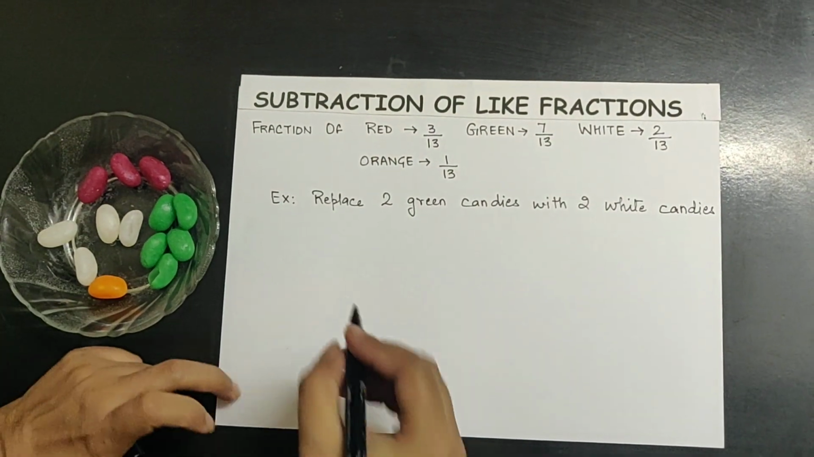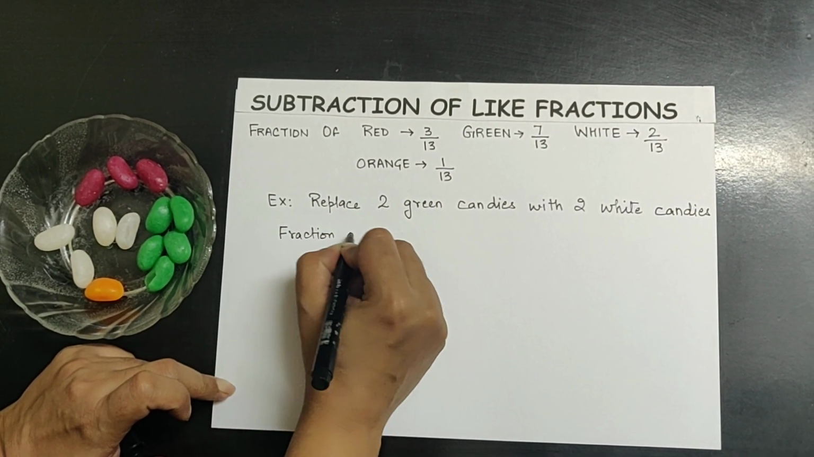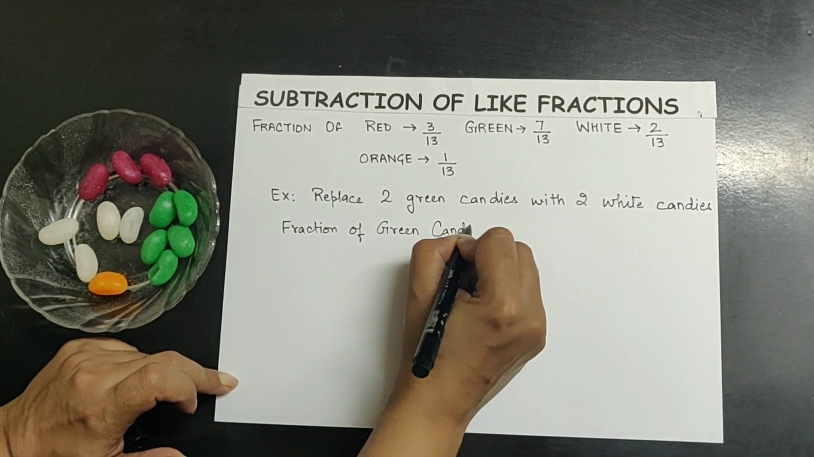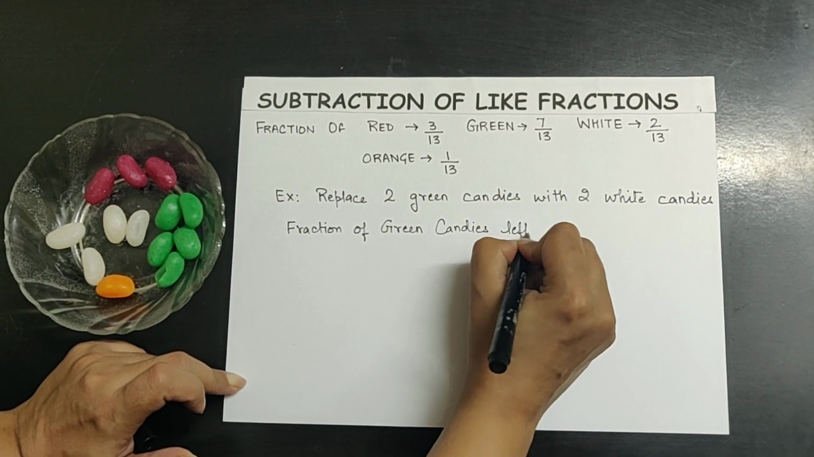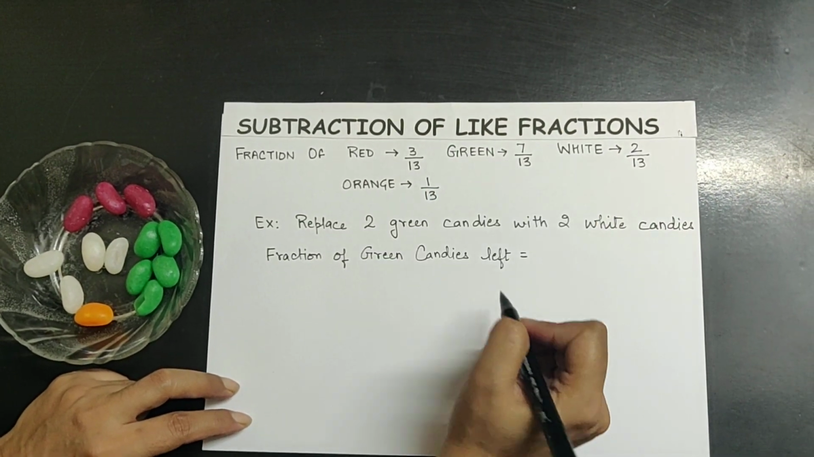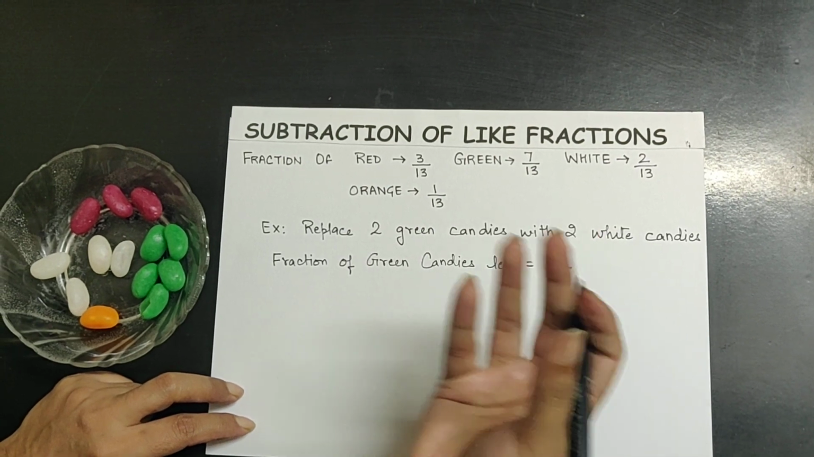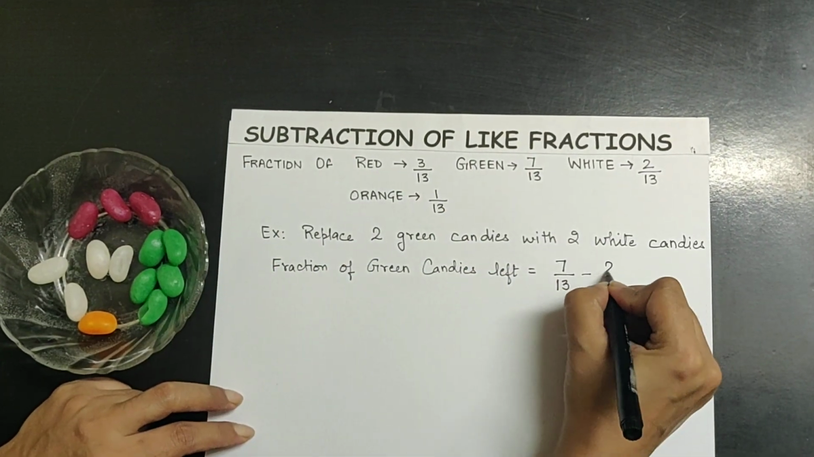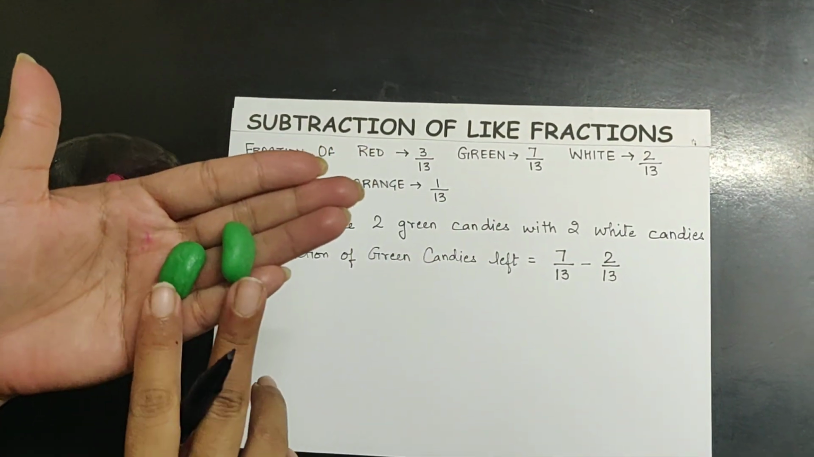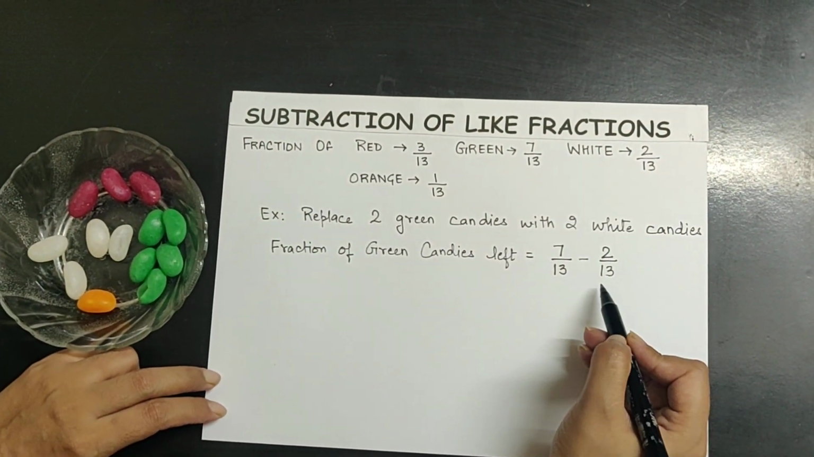So now we need to find out what is the fraction of green candies left. For this we'll be doing the subtraction between what? The fraction was earlier 7 upon 13, out of which we have taken 2. So we subtracted 2 out of 13. If we look at these two candies, it represented 2 upon 13 fraction. So 7 upon 13 minus 2 upon 13.